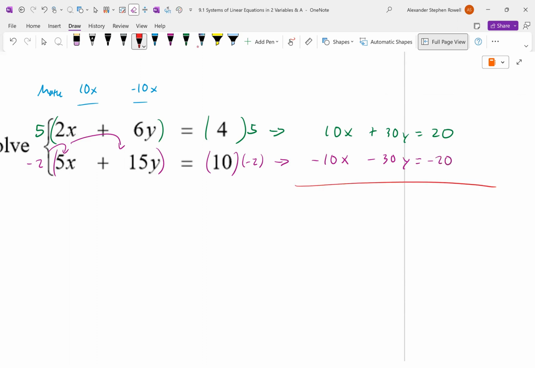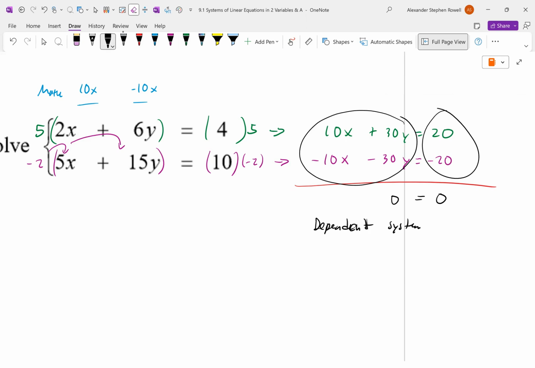So we add the sides of the equation, and what happens? 0 equals 0, right? So what does that mean? Dependent. So that means whatever you plug in for x, it will always be true. So we need to solve one of these equations for x or y. 2x plus 6y is equal to 4. What do you want to solve for? It doesn't matter.